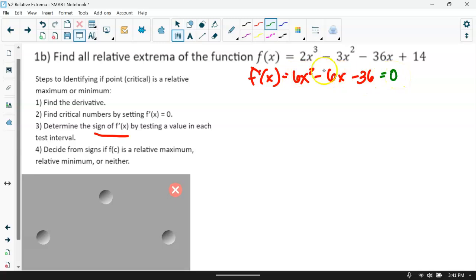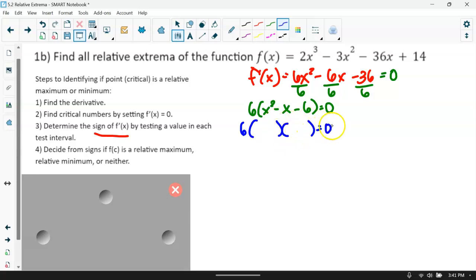Now notice you have a trinomial, right? So we do have to factor with our 3 terms. But here you could divide and factor out a GCF of 6. So this is 6 times x squared minus x minus 6. So now here, when you factor, what two numbers multiply to get negative 6 and add to get negative 1? Negative 3 and positive 2.